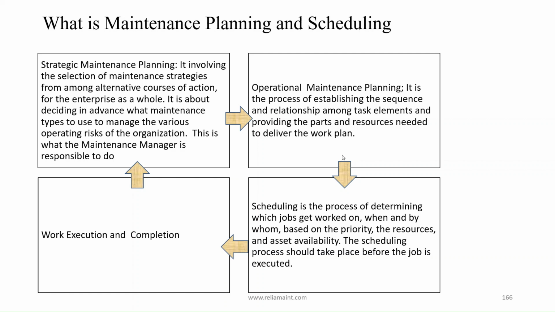Operational maintenance planning is the process of establishing the sequence and relationship among task elements and providing the parts and resources needed to deliver the work plan.